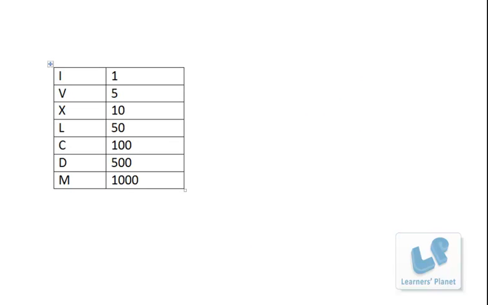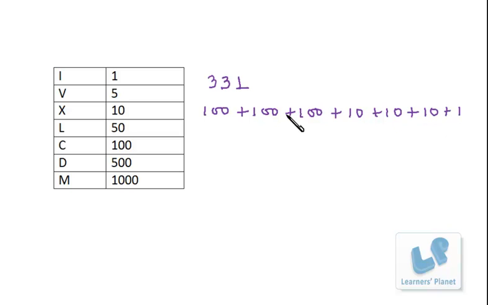Kids, and now let's take some numbers between 300 to 400. Let's write 331. Now it is 100 plus 100 plus 100 plus 10 plus 10 plus 10 and plus 1. Now just put the symbols. It's C, C, C, X, X, X and I. Quite easy.